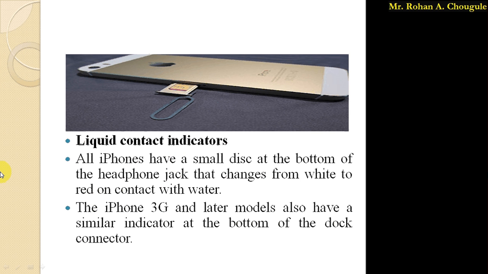Again, these iPhones have a liquid contact indicator. When your phone comes into contact with water, there is one indicator located in the iPhone. All iPhones have a small disc at the bottom of the headphone jack that changes from white to red on contact with water. So anyone can easily know whether the phone came into contact with water or not.